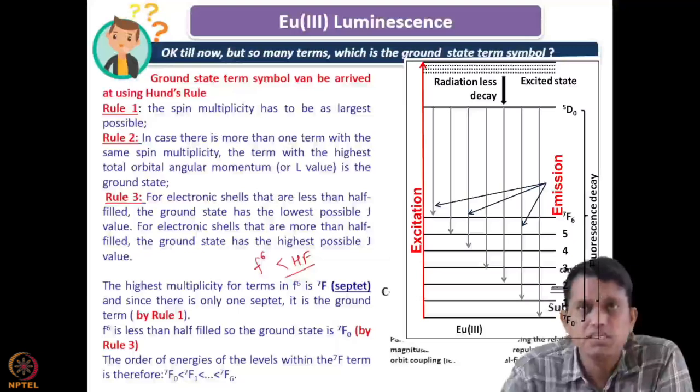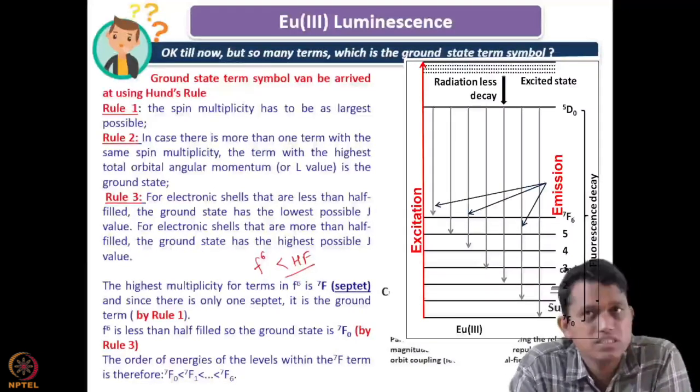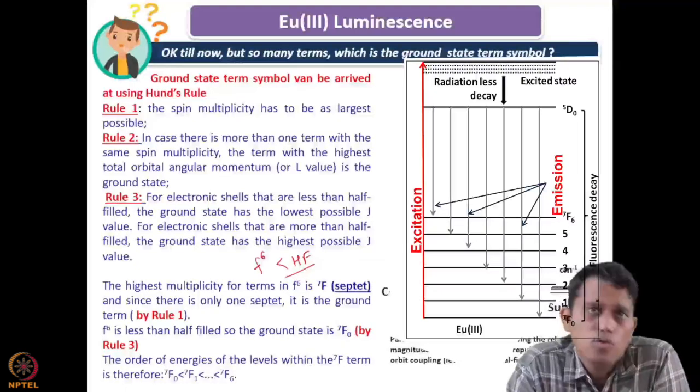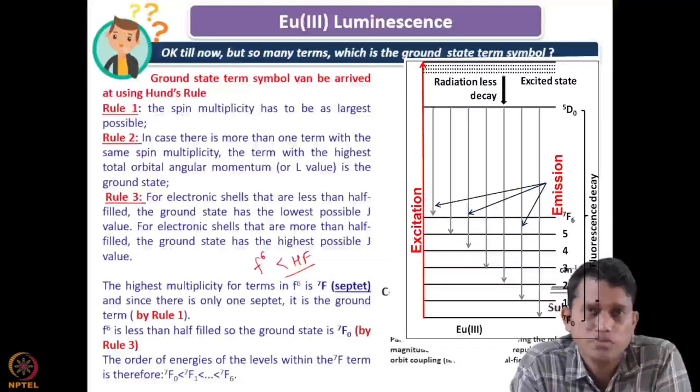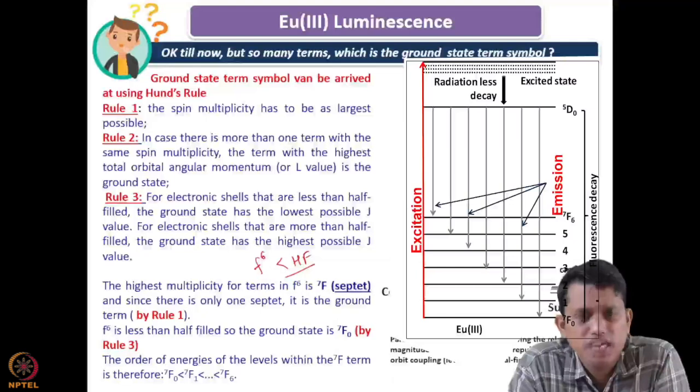And since everybody has the same multiplicity, you can just arrange them on the basis of J. The ground state should have the lowest value, that is 7F0. So if you see here, the ground state is 7F0 and the others are 7F1, 7F2, 7F3 like that. So with this idea of term symbol, let us try to understand the absorption spectroscopy of lanthanides and actinides.